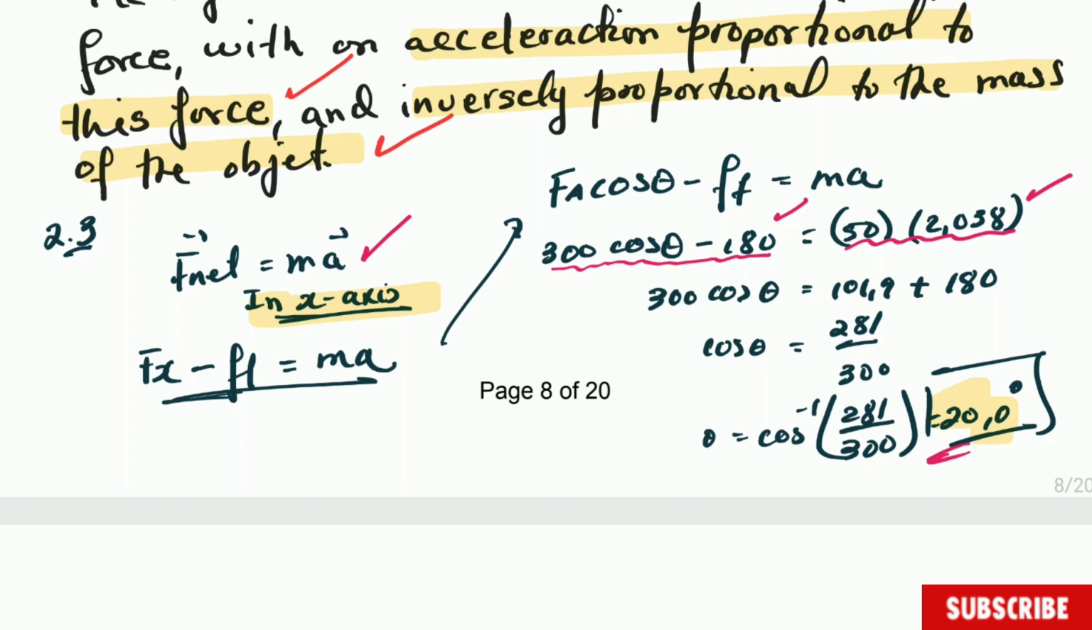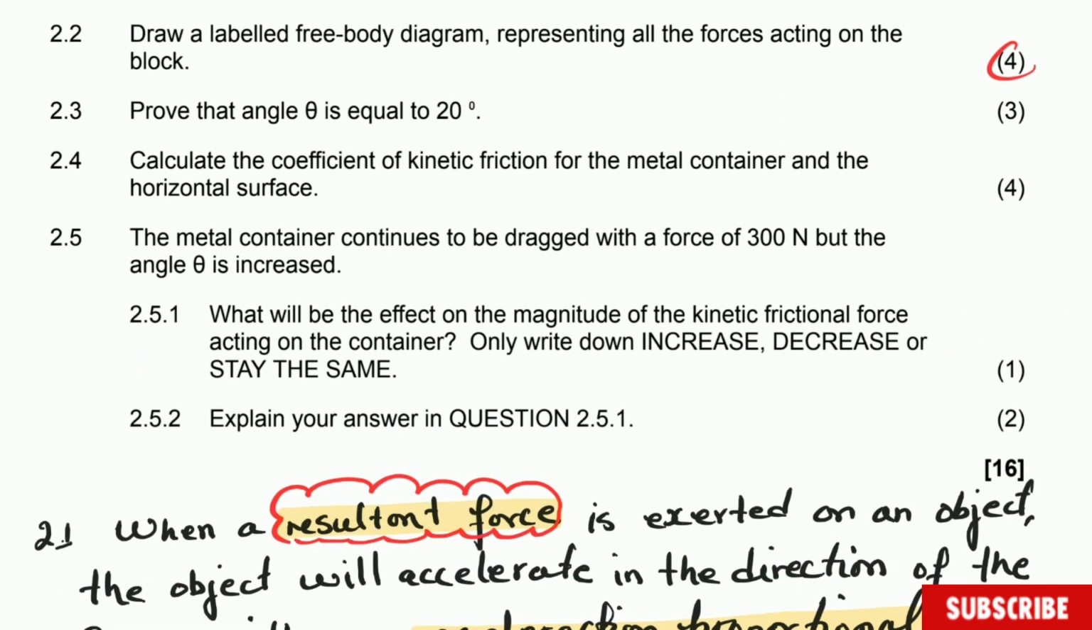Remember, you get 20. You must get 20 because that is the question. Okay, so let's go to the next question. Calculate the coefficient of kinetic friction for the metal container and the horizontal surface.